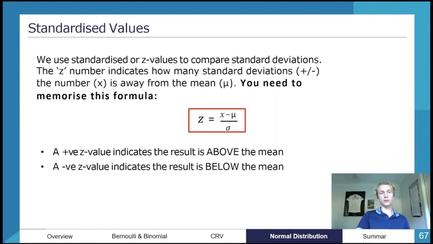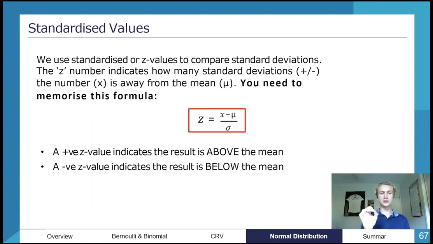Standardized values. So this is what I was talking about before, Z values. You need to memorize this formula. This is the formula for Z, and all it's saying is how many standard deviations we are away from the mean. So Z equals X, the X value we're looking at, minus the mean, divided by the standard deviation. If Z is positive, the result is above the mean, whereas if Z is negative, the result is below the mean, and we can see how many standard deviations it is away.